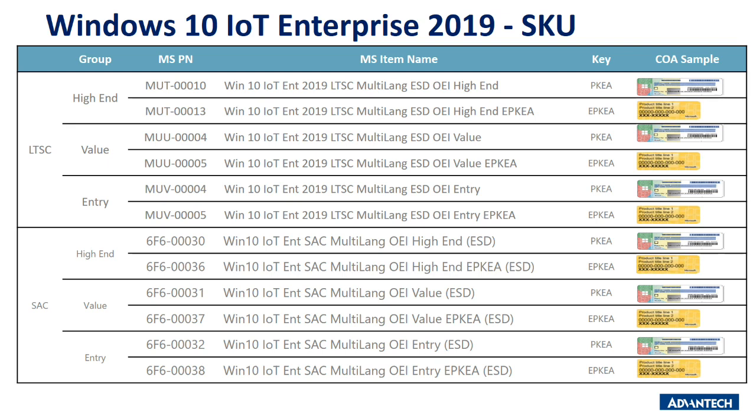With the combination of variants in servicing model, in CPU level, and in OS activation method, it turned out to be many different Windows 10 IoT Enterprise license SKUs. And here is the license SKU list for the latest Win10 IoT Enterprise 2019 edition for your reference.